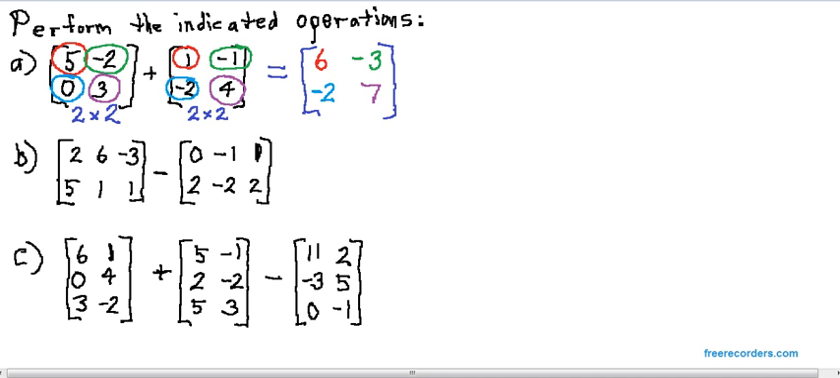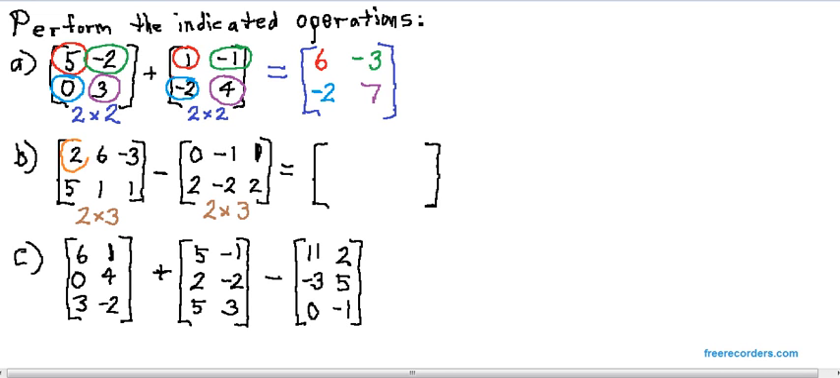Part B is asking us to subtract the two matrices. The first matrix is a 2 by 3 matrix, 2 rows, 3 columns. The second one is a 2 by 3 matrix, 2 rows, 3 columns. It's only because they have identical sizes that we are able to subtract them. So our answer is going to be a 2 by 3 matrix. And subtracting matrices is identical to adding.